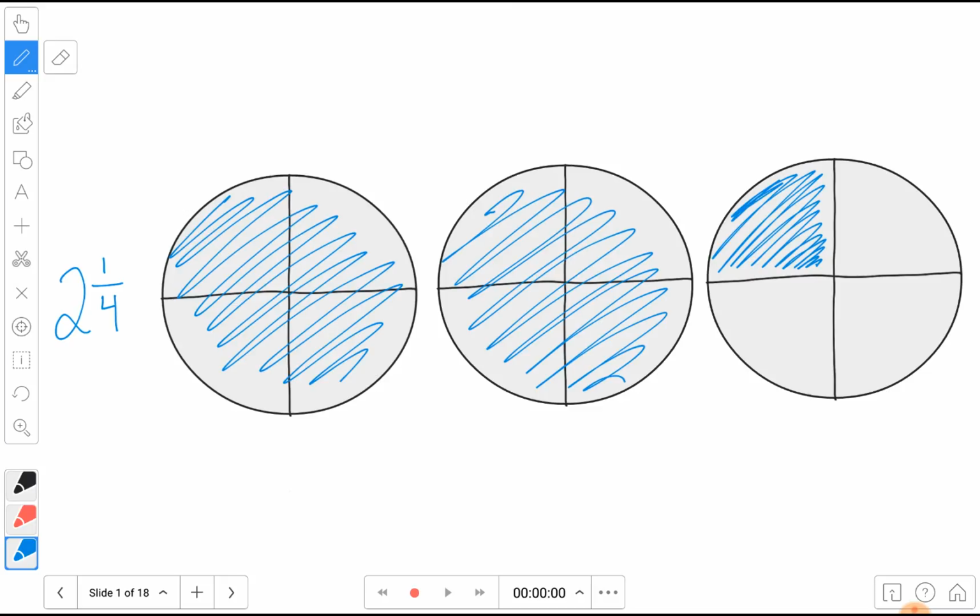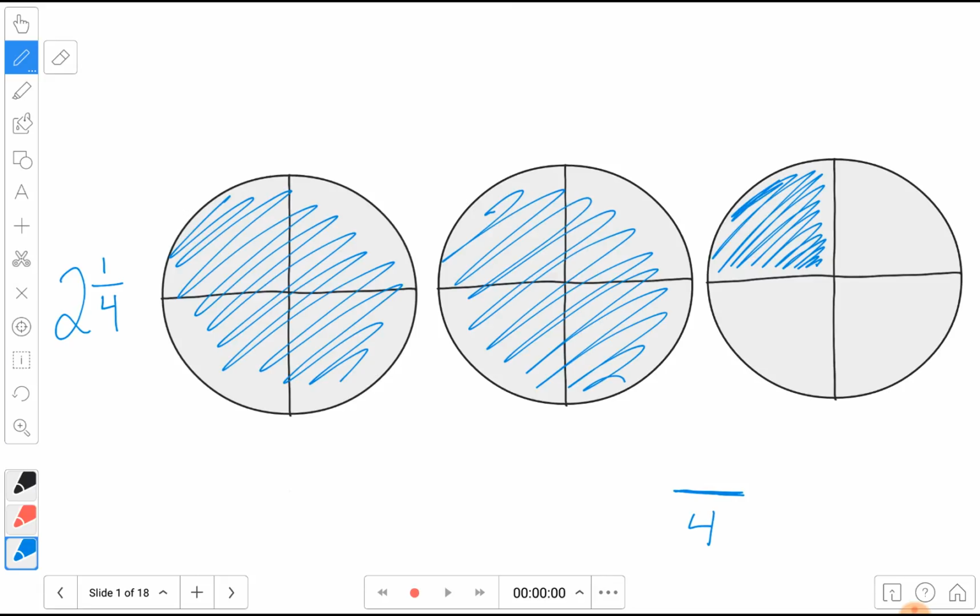And if we want to write that as an improper fraction, this is a mixed number here, right? There's an integer and there's a fraction. An improper fraction is going to have a numerator and a denominator, and the numerator is going to be larger than the denominator. Okay? So how do we do this? Well, this is obviously all quarters, right? So the denominator is going to be a 4.